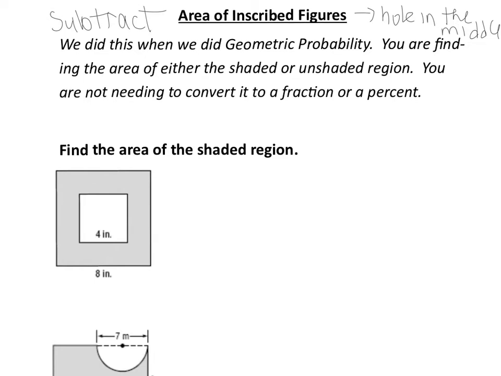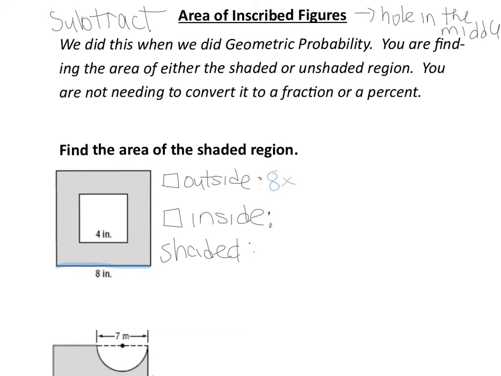If we notice there's a square on the outside, there's a square on the inside, and there's a shaded region. So to do the square on the outside, we have to note that one side of the square is 8 inches, and since it's a square, we know that the other side is 8 inches. Therefore, it is 64 inches squared because it's going to be 8 times 8.